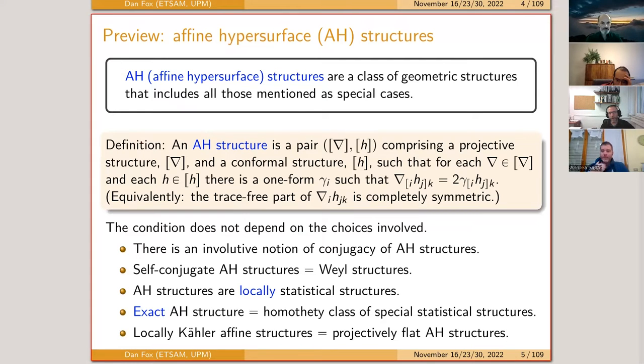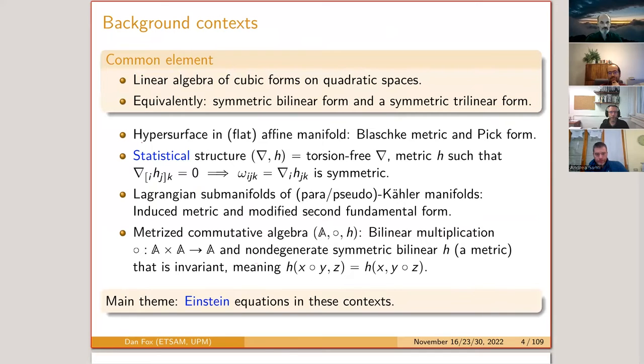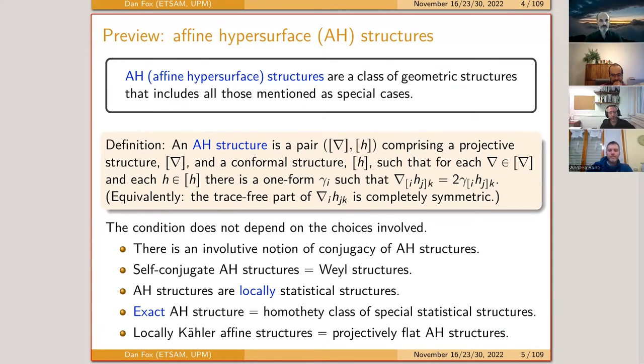And the final comment is that when this projective structure is projectively flat, we're essentially talking about a locally Kähler affine structure. A Kähler affine structure would be essentially a flat statistical structure where the connection is flat. And what that means, coupled with this condition, is that the metric can locally be written as the Hessian of a function. And so these are essentially, this is the terminology of Cheng and Yau, for what a lot of people call Hessian structures. So this is the general context in which I want to operate.